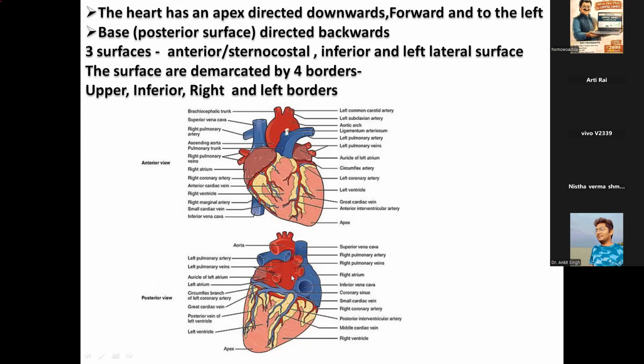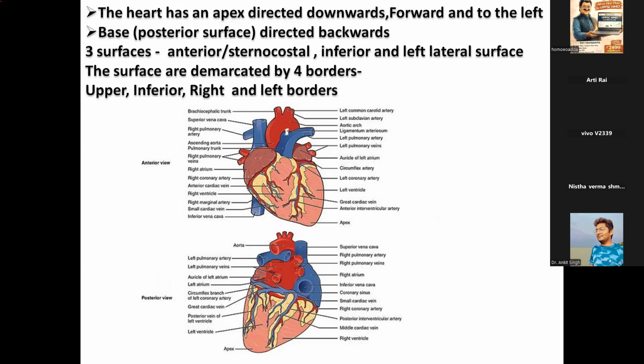Okay, so let's start now. You see, the heart has an apex. As we know, the shape of the heart is conical. So a cone has an apex as well as a base. The heart has an apex directed downward, forward, and towards the left. So you can see the apex over here. It is downward, forward, and towards the left.